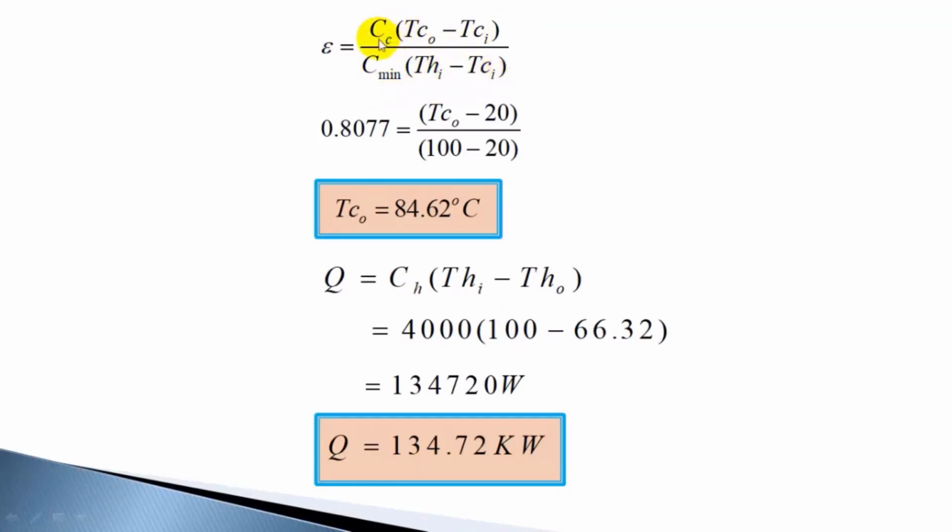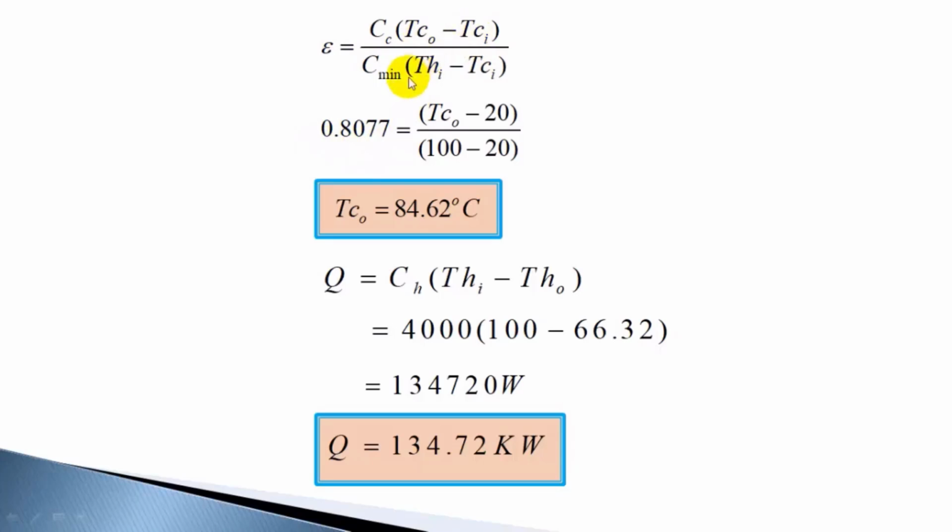Now the heat gained by the cold fluid is Cc into (Tc naught minus Tci), divided by the maximum possible heat transfer, which is C minimum into (Thi minus Tci). Now in this case Cc is C minimum, so that will cancel out and you get the effectiveness in terms of temperatures. So effectiveness is known, 0.8077.